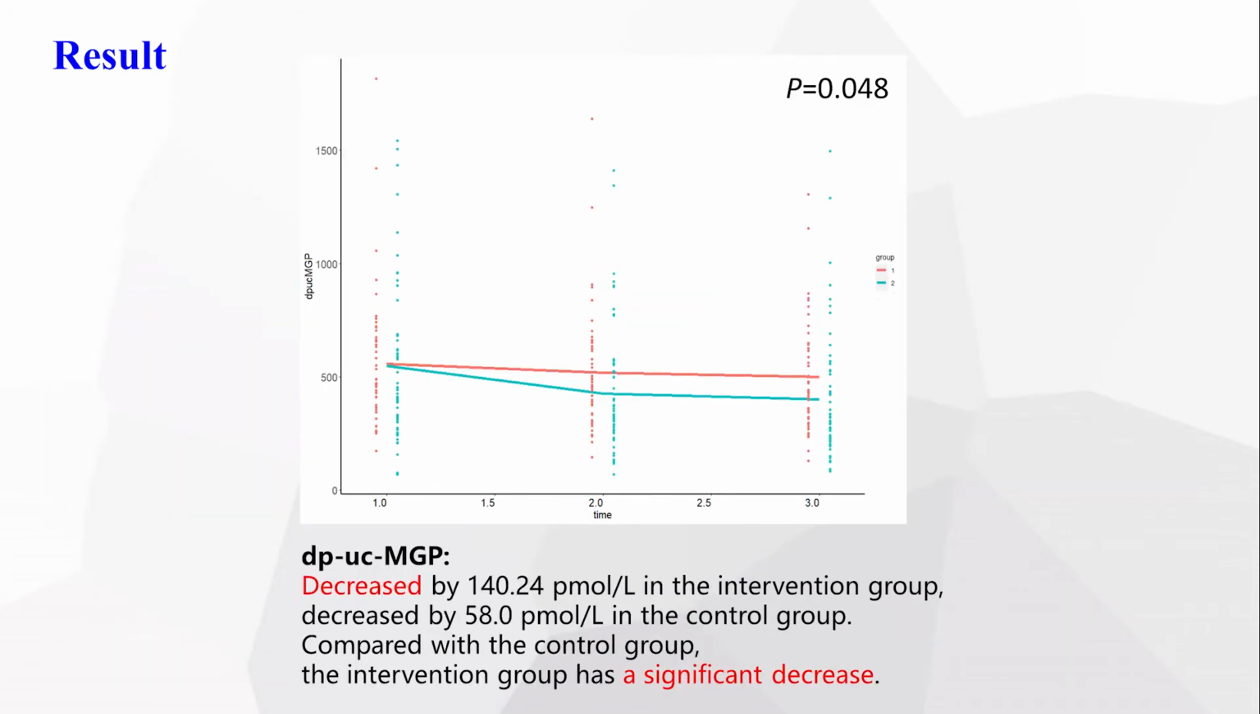For the phosphorylated uncarboxylated MGP, the measured concentration decreased by 140.24 picomole per liter in the interventional group, and by 58 in the control group. Compared to the control group, the reduction was statistically significant in the interventional group. The above changes in serum parameters indicate that vitamin K2 supplementation has beneficial effects on the various metabolic parameters of diabetes.